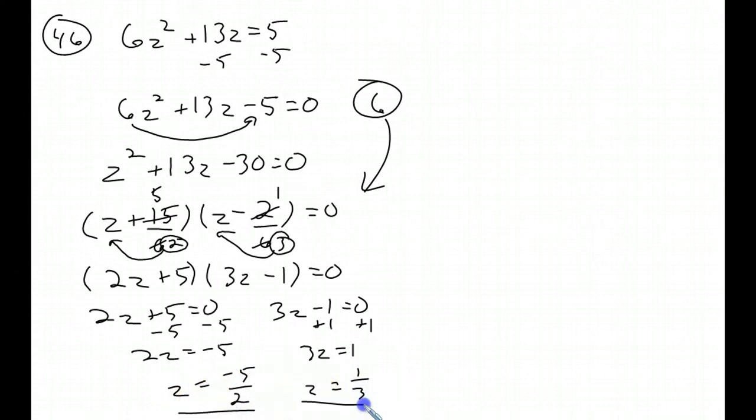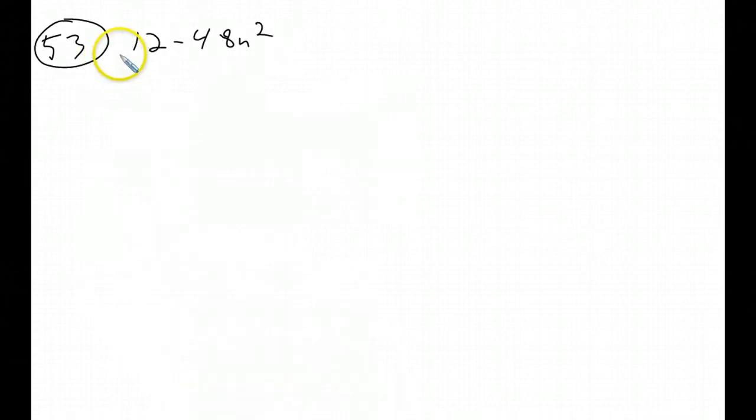So 2 solutions for this one. 53, this is where they start to get a little bit trickier, so you have to remember your steps. First step, factor out your greatest common factor if you can. We have a 12, 12 will go into 48, so I can factor out a 12. There's no n with the 12, so there's nothing else to factor out from here. So I'll be left with 1 minus 4n squared.